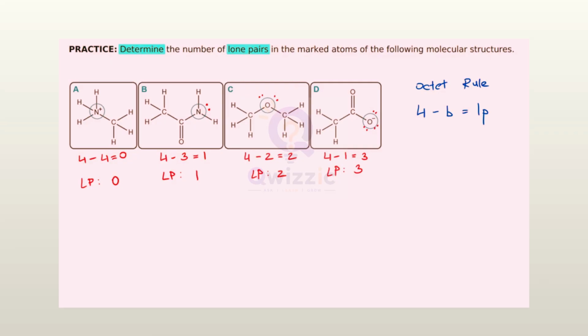So our answers are, for A, there are no lone pair electrons. For B, there's 1 lone pair of electrons. For C, there are 2 lone pairs of electrons. And D, there are 3 lone pairs of electrons. This corresponds to the answer C in the multiple choice.